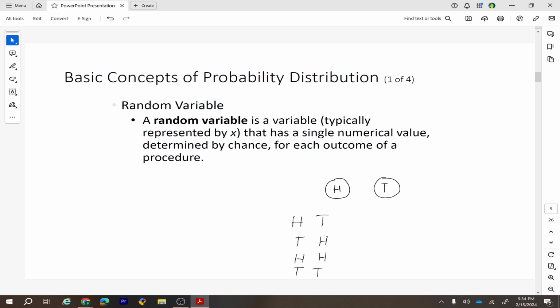If I ask, how many heads, let's assume that is our variable. Let's say x denotes heads in this flip, then it might be 0 heads, like this. There are no heads here. It might be 1 head, it might be 2 heads. So these are the outcomes. We can assign this outcome as a variable. That's called a random variable.